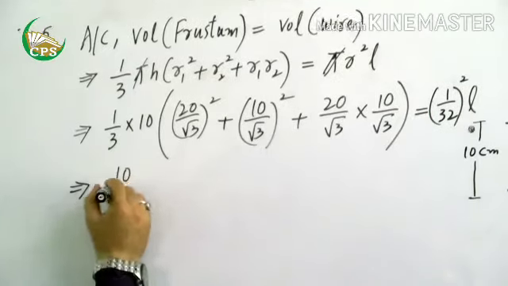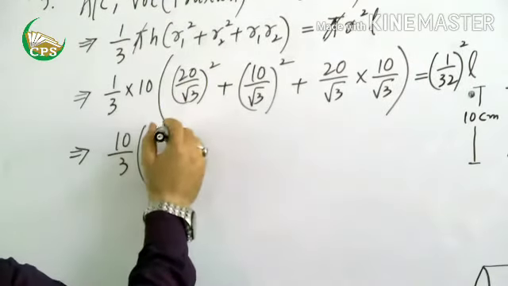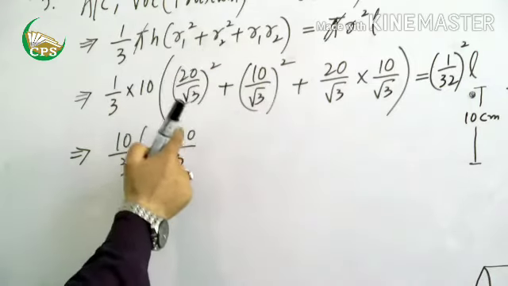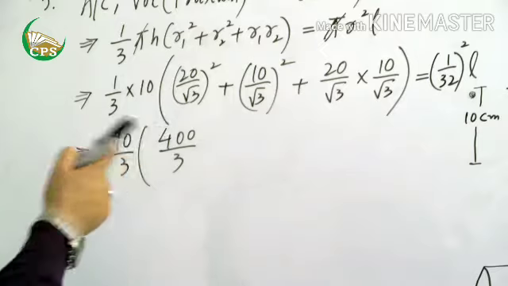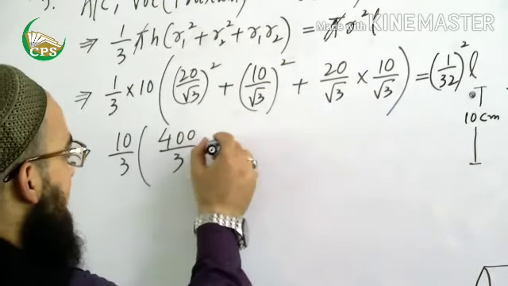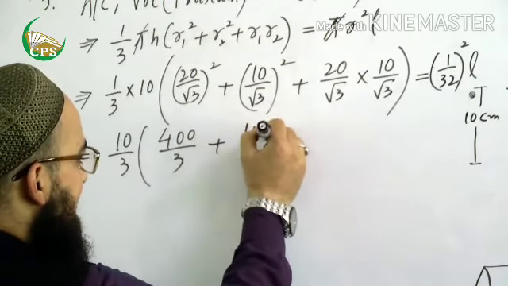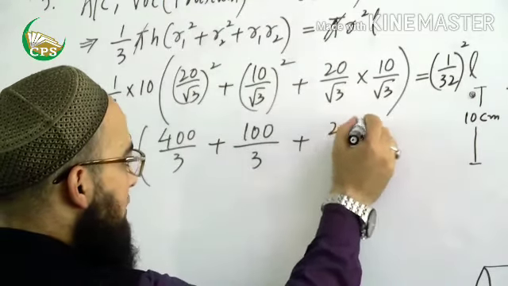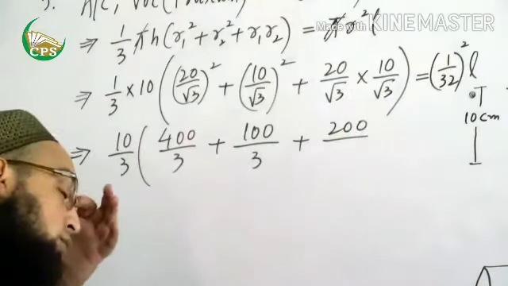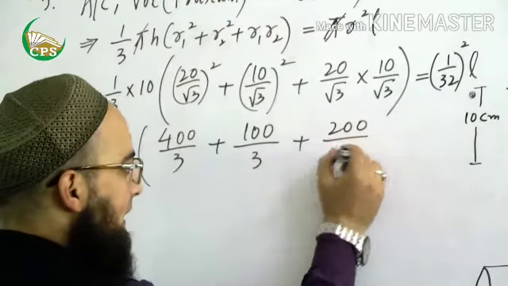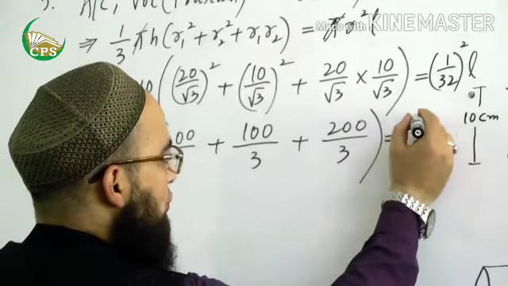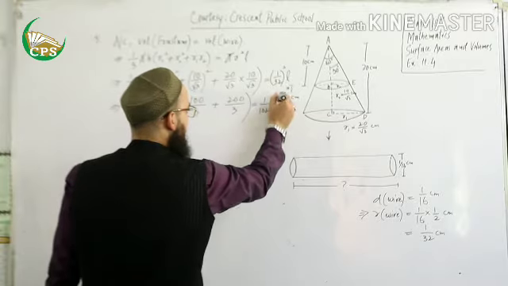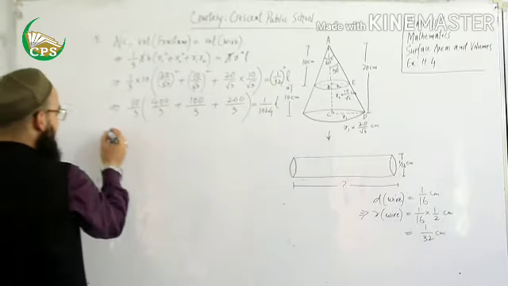What you will get? 10 by 3 times 20 squared, that is 400 by 3, because 20 square is 400 and square root 3 square is 3, because square and root get cancelled. So 400 by 3 plus, same here, 10 times 100 divided by 3, then plus 20 times 10 is 200 divided by square root 3 times square root 3, that is square root 3 whole square. That will again give you 3, is equal to 1 square is 1, 32 square is 1024, times L. You got it?